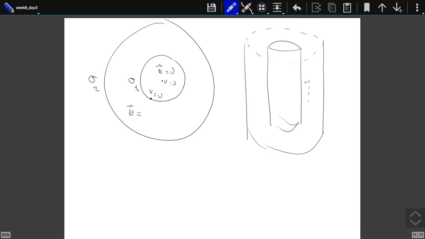I can imagine a cylinder of this shape, let's say of radius r. Then E dot ds, since the electric field is radially out, will be just E times 2 pi r h, where h is the height. On the other hand, this will be equal to 4 pi times the total charge enclosed.